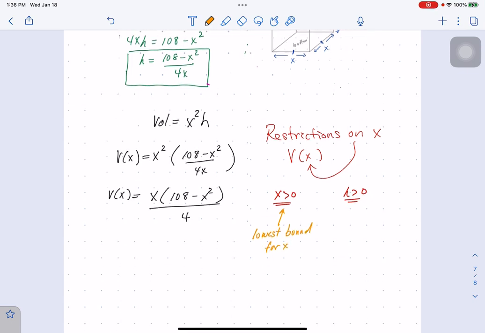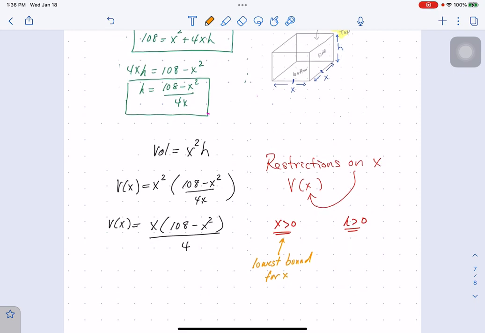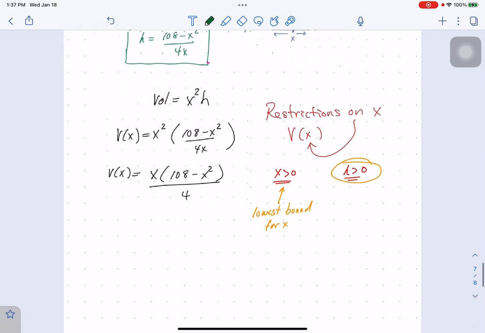What we need now is an upper bound. Is there a highest value of x that it can be? And it turns out that I think there is. I think there's going to be a highest value, and it's going to come from understanding h also needs to be greater than 0. So I'm going to use our isolated value for h, which says that h is equal to 108 minus x squared over 4x. And I'm going to use that in conjunction with the idea that h must be greater than 0.